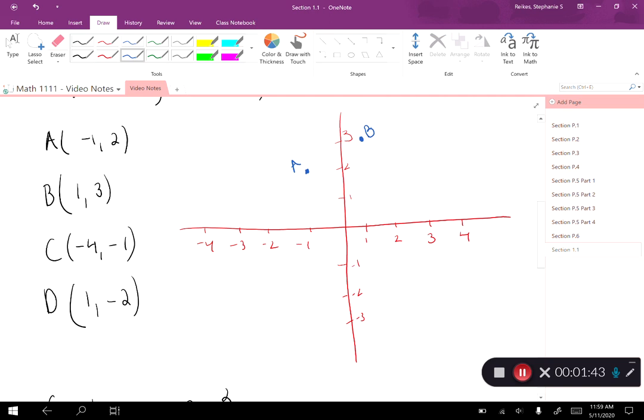Two more. Point C is at -4, -1. That means to the left 4, down 1. I'll draw a dot and call it C. And last one, I have 1, -2, so that means to the right 1, down 2, and I'll call that one D.